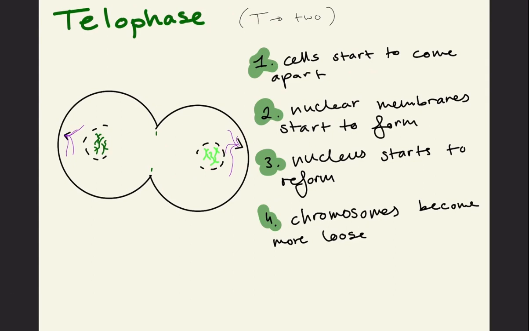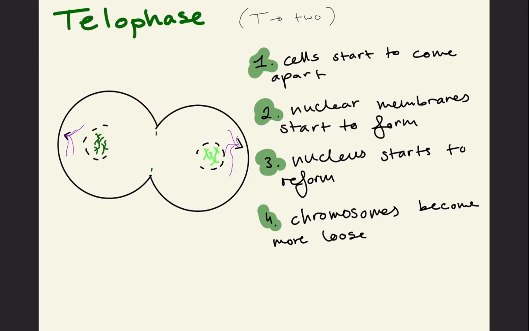Then the last phase is telophase. And in telophase, the T stands for 2. And that is because now you will see two cells forming. This is not like cytokinesis, which is the last phase, but it's like pre-cytokinesis. You can imagine it like that. So what happens in telophase? So the cells start to come apart, and you can see this over here. They look more defined as two different cells than they did over here, for example. And the nuclear membrane starts to form. So this thing over here starts to form on both of the cells and separate them.